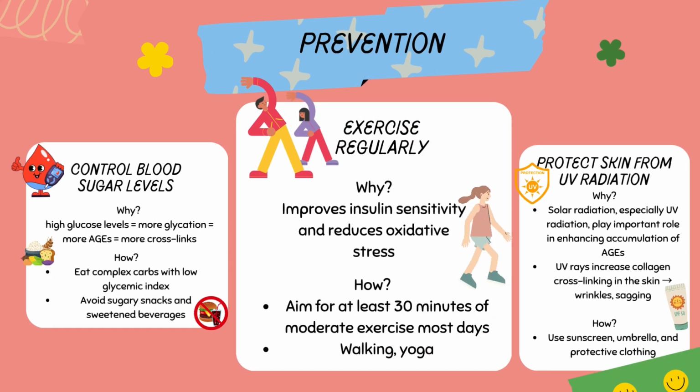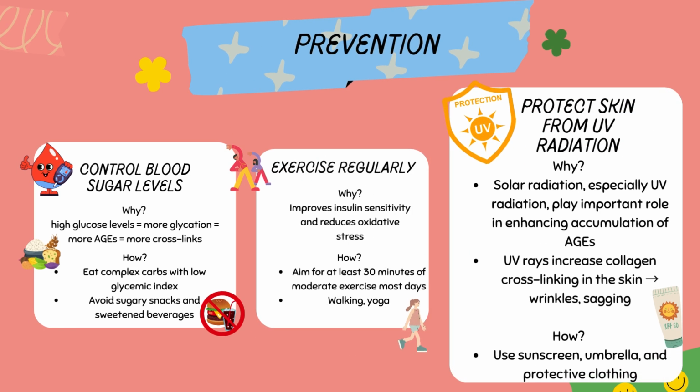Next, we can exercise regularly to improve insulin sensitivity and reduce oxidative stress. Last but not least, we can protect our skin from UV radiation to reduce the collagen cross-linking that causes wrinkled skin, like wearing sunscreen and protective clothing.